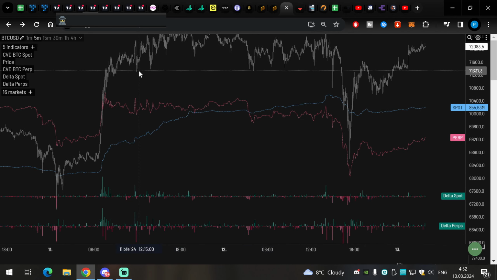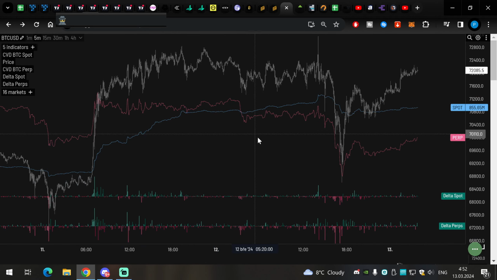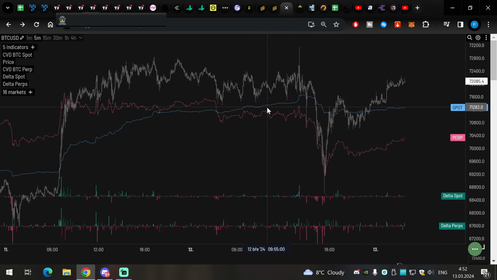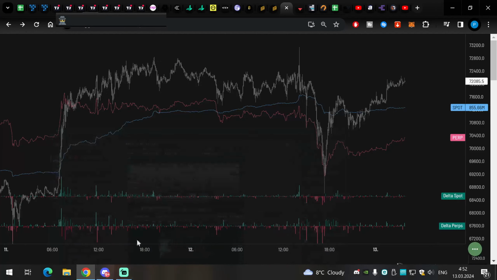You are building all these consecutive lows, yeah? Still higher highs, higher lows. So once the market actually goes to the upside, it's for me very evident. Yes, as I said here, once the market moves above 70,600 it is very likely we bring a new all-time high, with so many shorts acting as fuel. Even without a liquidity grab, these shorts are very vulnerable.